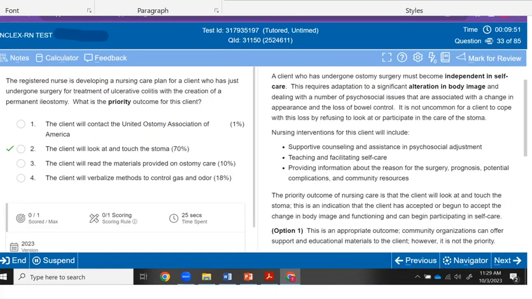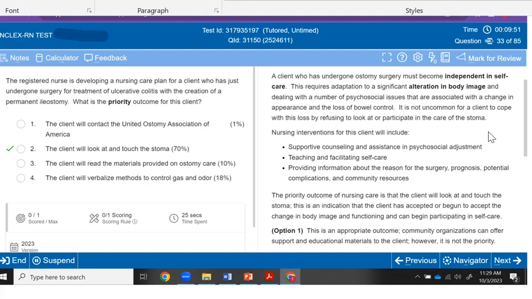Well, here's your answer, and I remember your instructor saying this: the client will look at and touch the stoma, right? Remember, some people who undergo ostomy surgery must become independent in care. They've got to be able to handle it. This requires adaptation to a significant alteration in body image and dealing with a number of psychosocial issues that are associated with it. It is not uncommon for a client to cope with this loss by refusing to look at or participate in the care of the stoma.